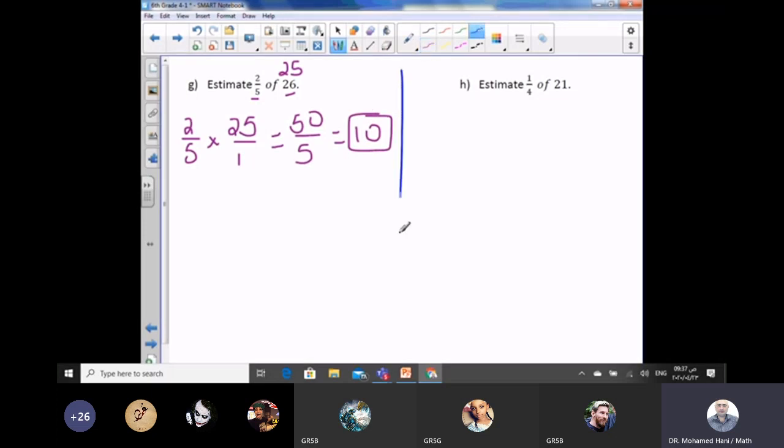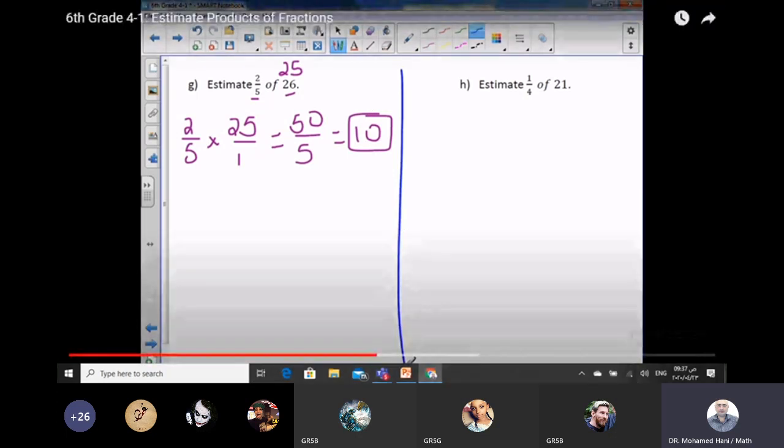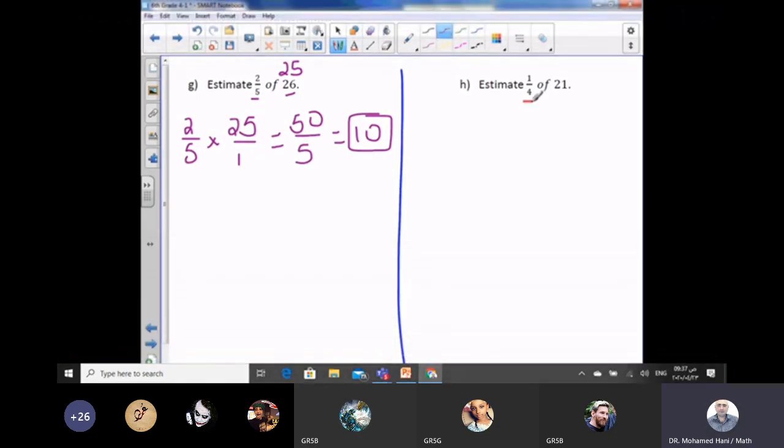Letter H. Estimate 1/4 of 21. 4's compatible number is 20, and 20 is closest to 21. So 1/4 times 20 over 1 equals, your numerators, 1 times 20 is 20, and your denominators, 4 times 1 is 4. Fractions are division, 20 divided by 4 is 5.